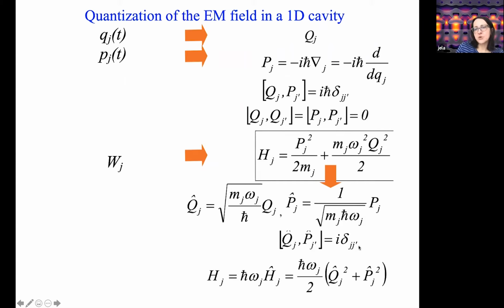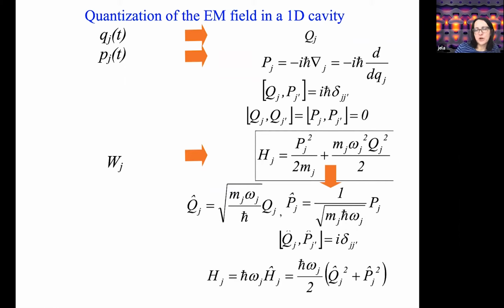And then we can keep going. Introduce also normalized Q hat and P hat the way we introduced X hat and P hat. Those two would also not commute. And then we can express the Hamiltonian in terms of this normalized Hamiltonian, with h omega in front of that, so it's represented in terms of Q hat squared and P hat squared. And what would be the next step? What do you think?